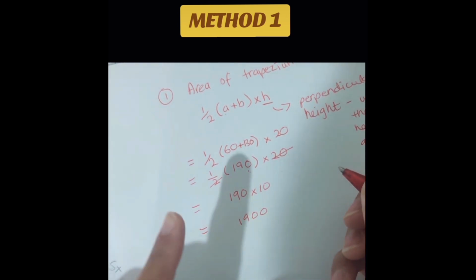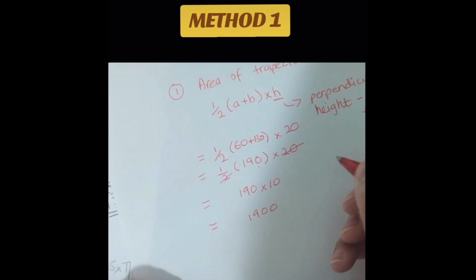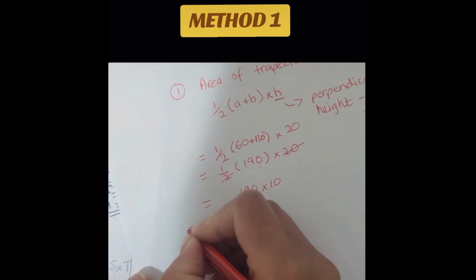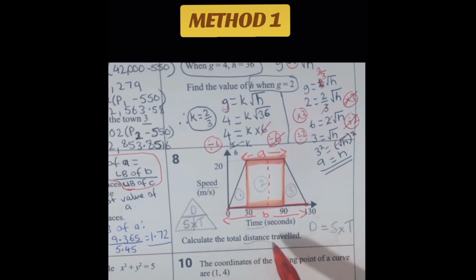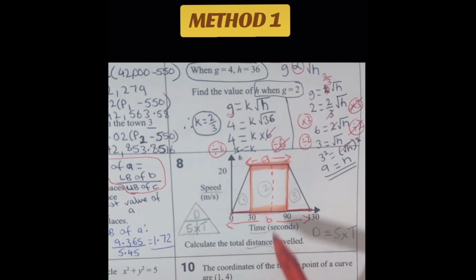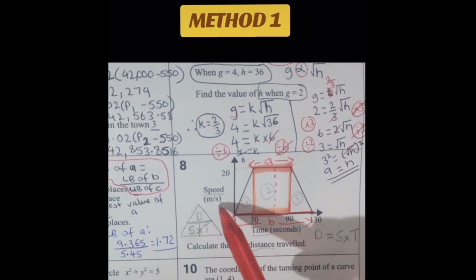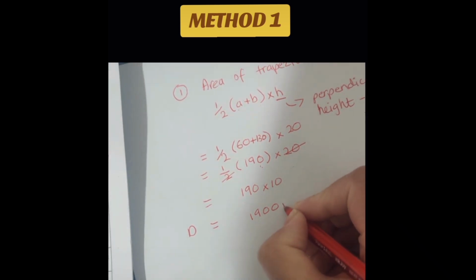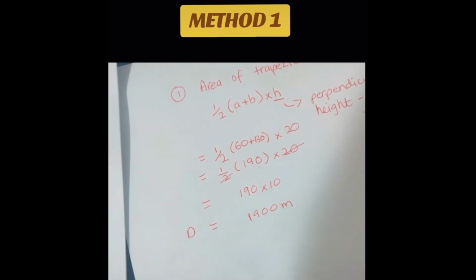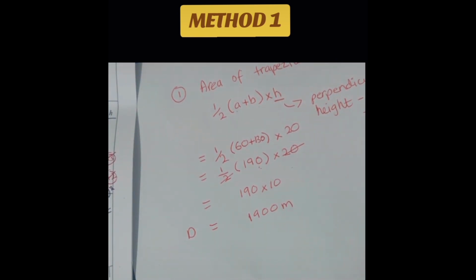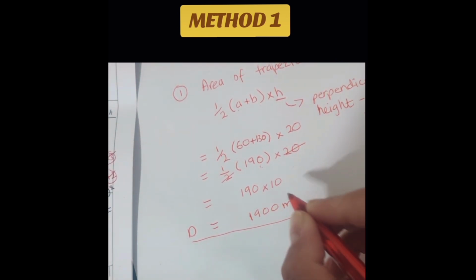1,900. Okay, and we are working out distance, so I need to know what my units are going to be. Really important. So remember, units will be somewhere in the question given. So speed is meters per second, so therefore distance is going to be meters. Okay, so that is my answer for method 1.